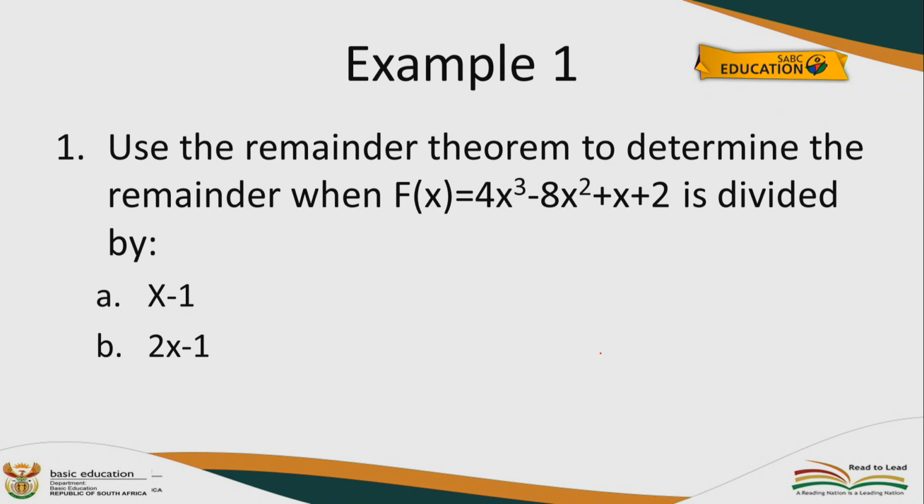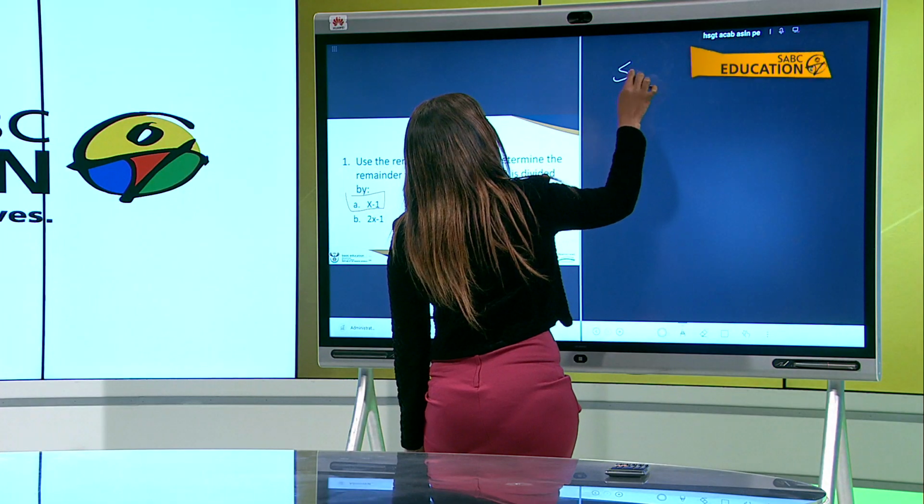We need to use the remainder theorem to determine the remainder when our given function f(x) is equal to 4x cubed minus 8x squared plus x plus 2, when it is divided by what? Let's start with letter A, when it is divided by x minus 1. Okay. Here, I'm going to write my solution.